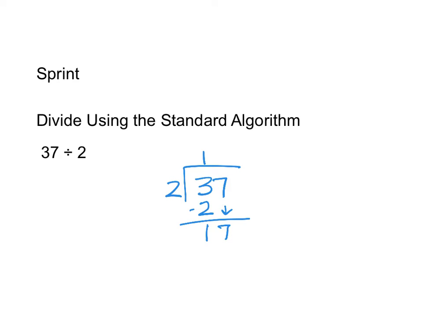And now we're going to ask how many 2's do we have in 17. Well, if you're not certain of that right off the top of your head, you can always count 2, 4, 6, 8 until you get to 16, which would be 8. 8 times 2 is 16. We have 1 left. So in this problem, 37 divided by 2, our quotient is 18, and our remainder is 1. And that's what you should have gotten.